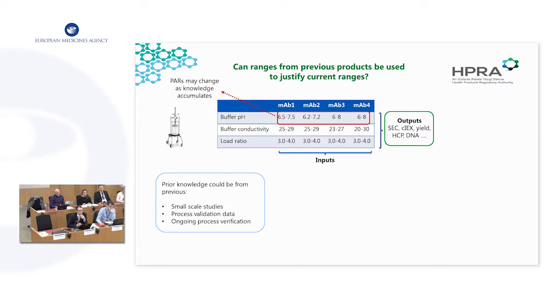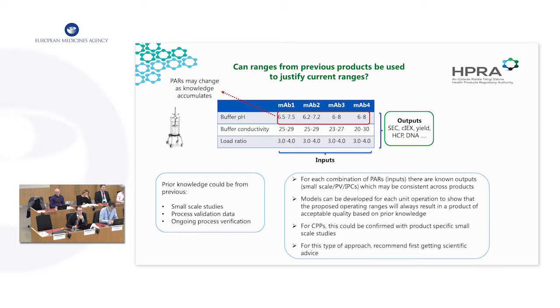acceptable quality. So I think there is some scope for building a model here based on prior knowledge of previous submissions. And it could be from small-scale studies, full-scale process validation data, and ongoing process verification, because, of course, an awful lot of knowledge is accumulated subsequent to approval, which can be drawn on. So for each combination of the priors of the inputs, there are these known outputs, which can be consistent across products, if it can be shown. So you could develop a model theoretically for each unit operation to show that those ranges, or justify to us that those ranges will always result in acceptable quality.